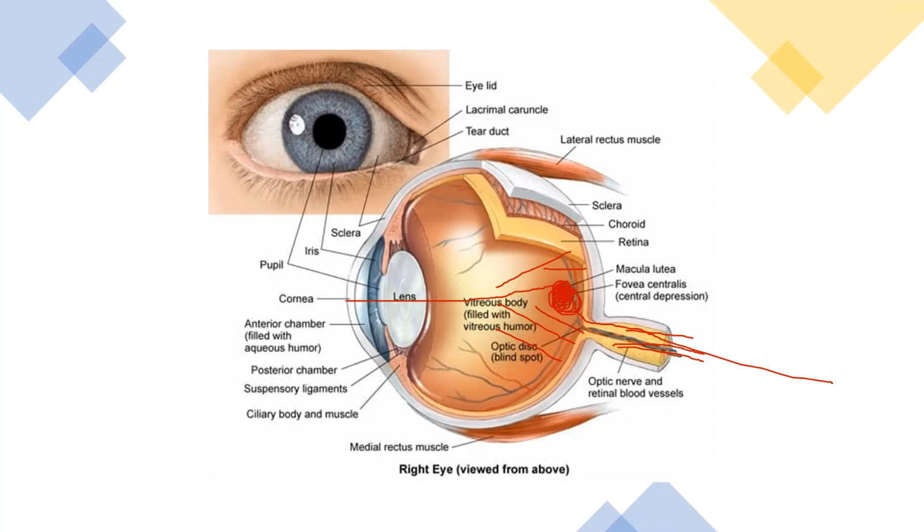Your lacrimal caruncle is here. Your tear duct is here. This helps to provide lubrication for the eye.